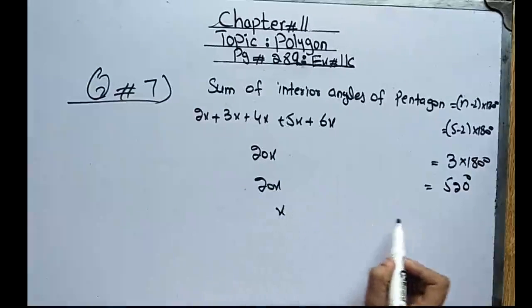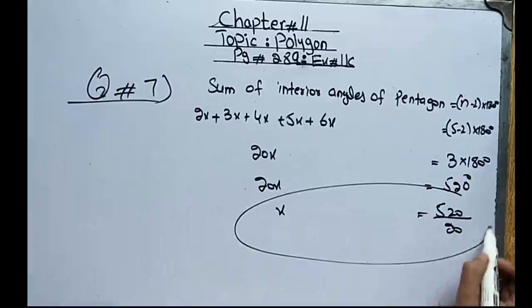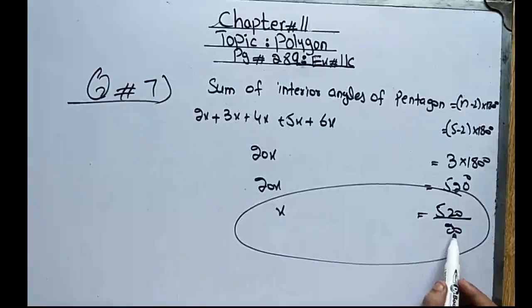So 3 multiply with 180 is 540. So leave the x here, 540 divided by 20. You will divide it and find out the value of x. Got it, beta? Okay.